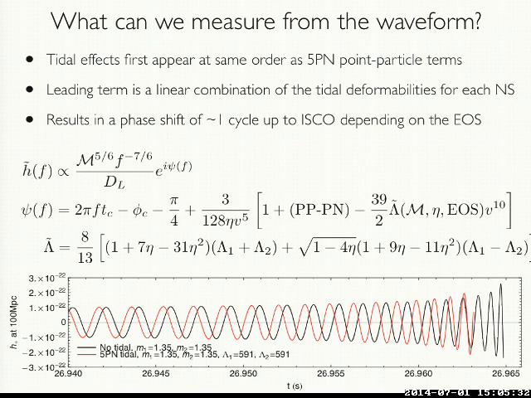So up until the last 20 or so cycles at about 400 hertz, you have a very small amount of phase shift on the order of a radian or so. And then through the last 20 or so cycles up to ISCO is where you get most of the tidal correction. And it's about a cycle for the gravitational wave phase shift.